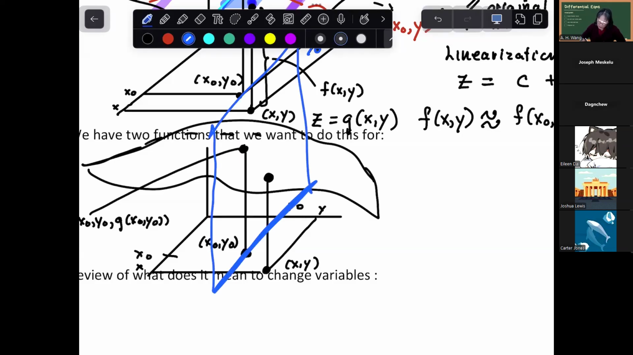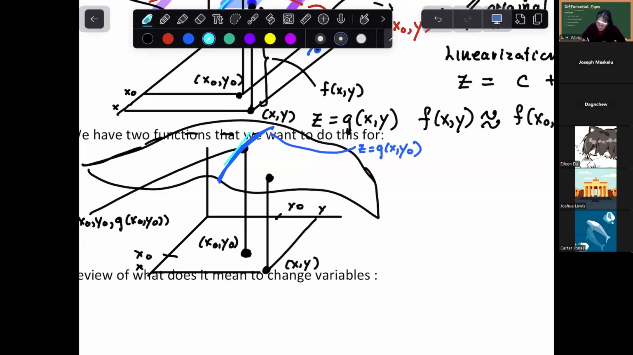You slice down, and when you slice down, you're going to get this curve right there. Let me go ahead and just clean that up. So this is when you hold z equal g of x, and you can see you're going to hold the y naught. It has its own tangent line, and the slope of that is partial of g with respect to x, evaluated at x naught, y naught.